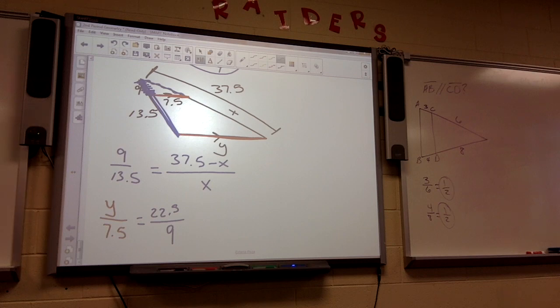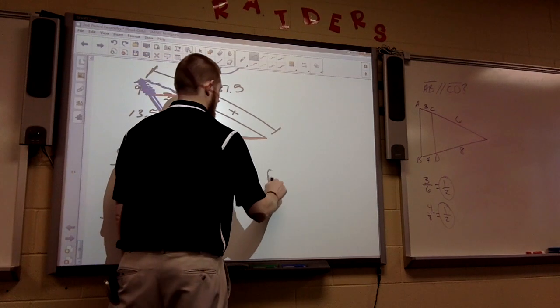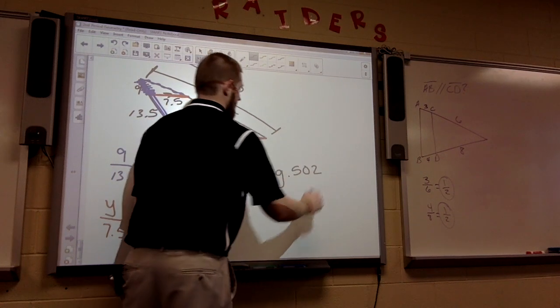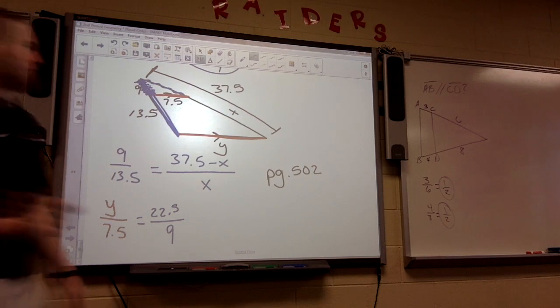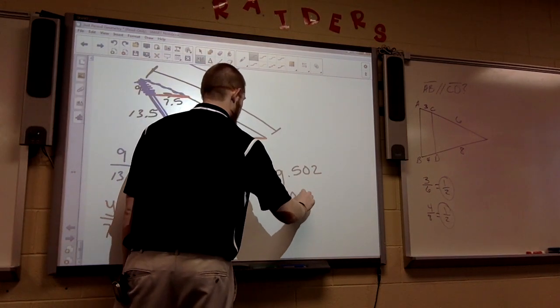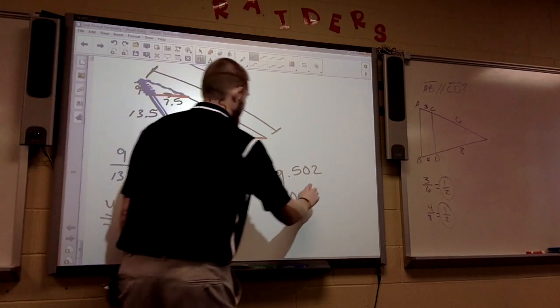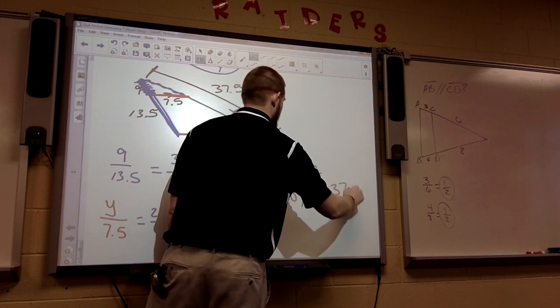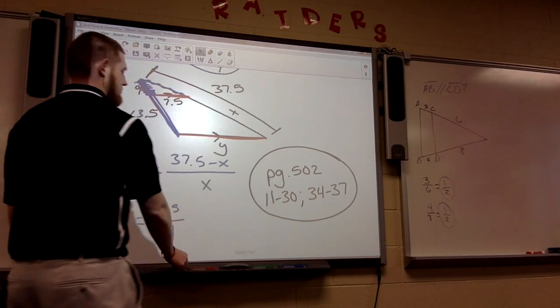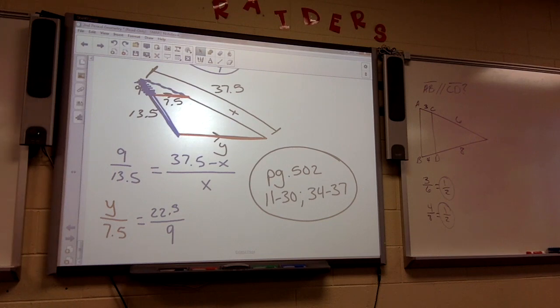Okay. On page 502, we need to do 11 through 30, and 34 through 37. We're going to skip the proofs for today. Page 502, 11 through 30, 34 through 37. I know you guys don't have a ton of time to work on that, but let's work until the bell at least.